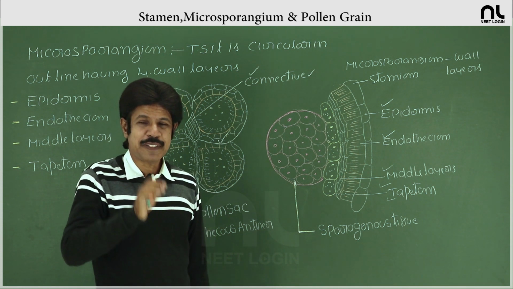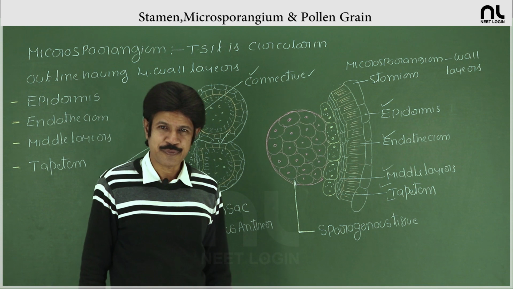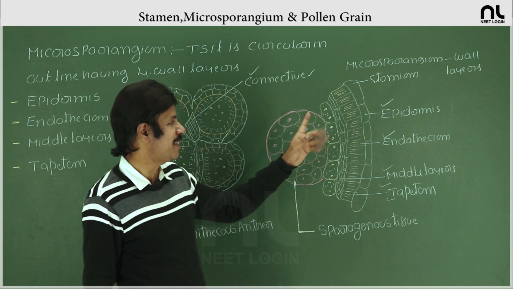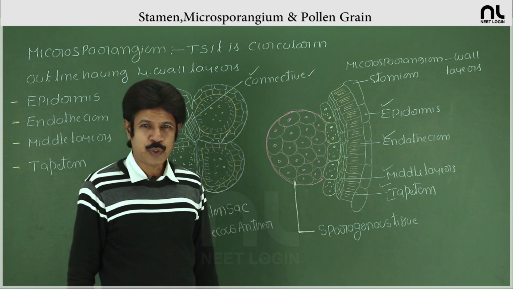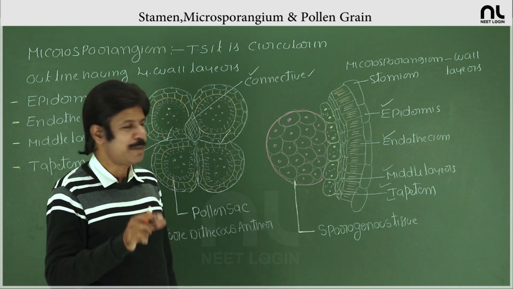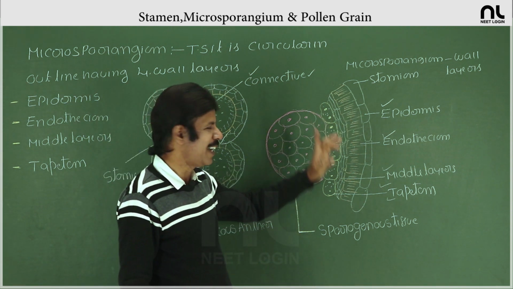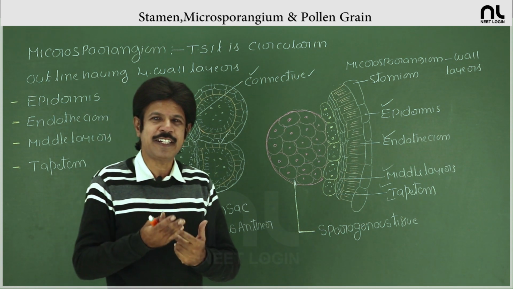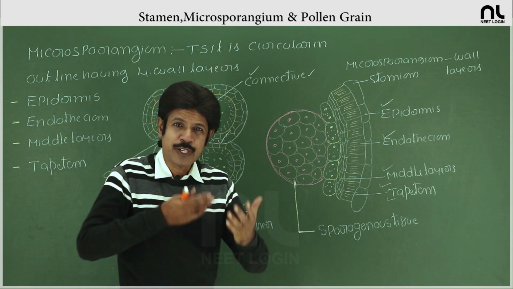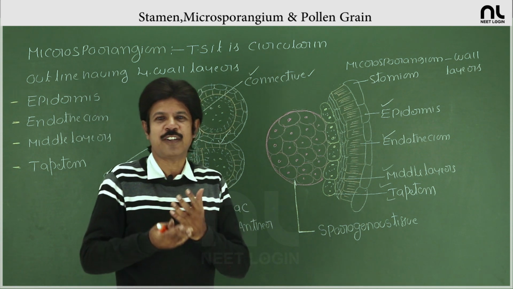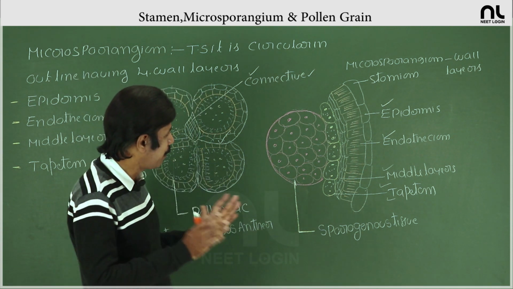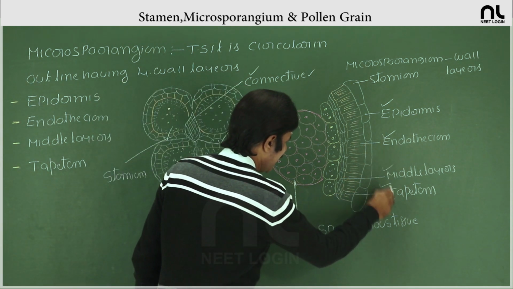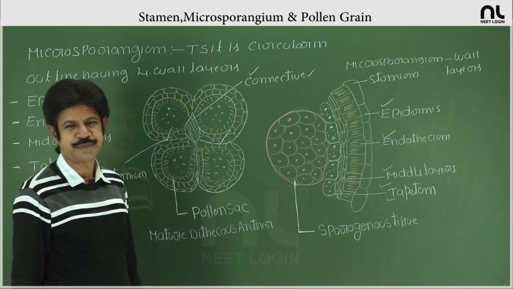The layer which helps in dehiscence is the endothecium. Dehiscence occurs at the stomium, which is part of the epidermis. So the layers which persist in the mature anther are the epidermis and the endothecium. The middle layers are crushed. The tapetum contents are consumed, and it also helps in the formation of the exine of the pollen grain. So the ephemeral layers of the microsporangium are the middle layers and the tapetum.